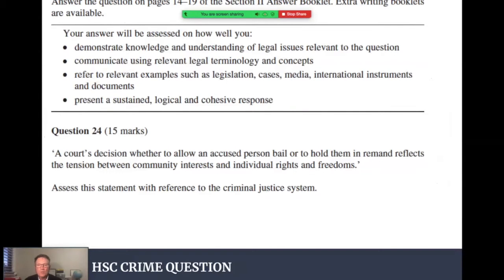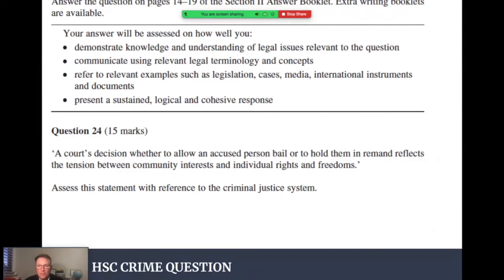When we're looking at the question, we've also got to remember there is the rubric. When you're responding to section 2, it says on the actual HSC paper, your answer will be assessed on how well you do these 4 bullet points. You must be able to demonstrate knowledge and understanding. You must be able to communicate using relevant legal terminology. So not only do you need to use the terminology of the subject, you need to be able to effectively communicate. You need to write in a succinct, logical manner, with proper paragraphs: introduction, body paragraphs, conclusion.